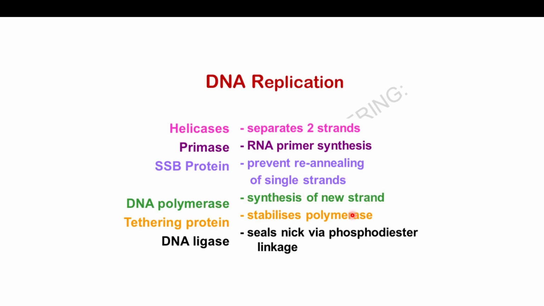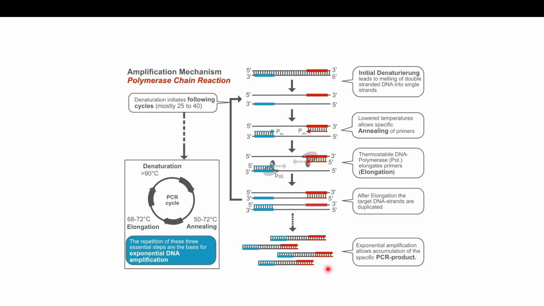DNA polymerase synthesizes the new strand. There's a tethering protein, which stabilizes the polymerase, and DNA ligase, which creates phosphodiester linkages between the nucleotides. Especially, suppose there's an RNA primer. The RNA primer has to be converted into DNA sequence, and then that DNA sequence has to be joined with the rest of the sequence, right? So DNA ligase comes into the picture in such cases.